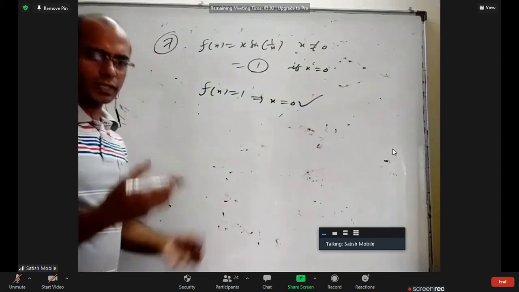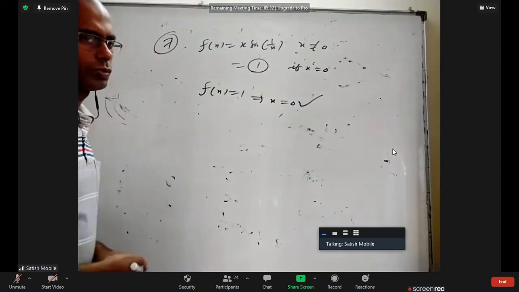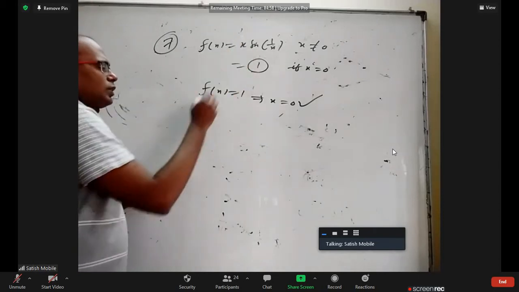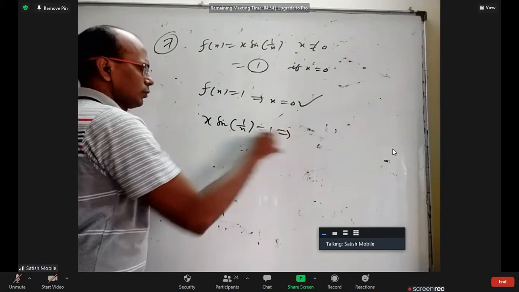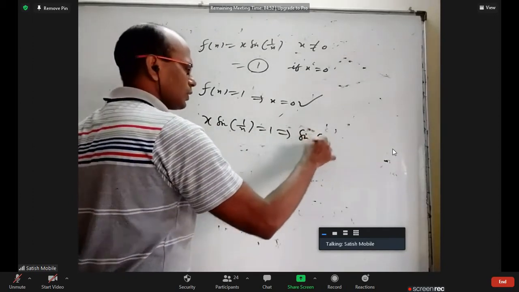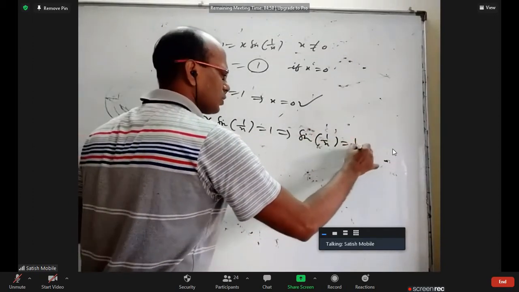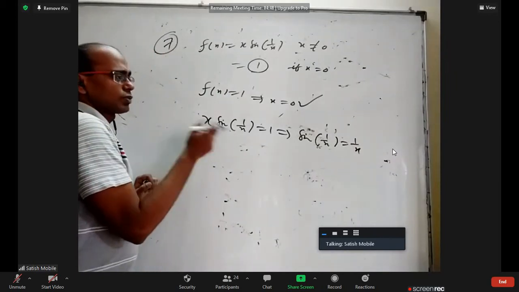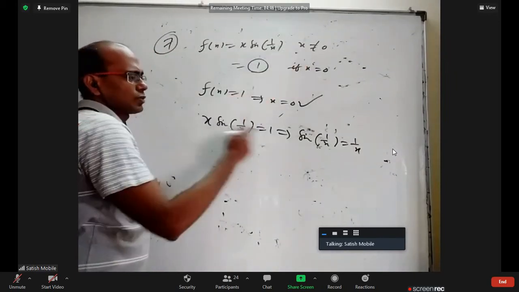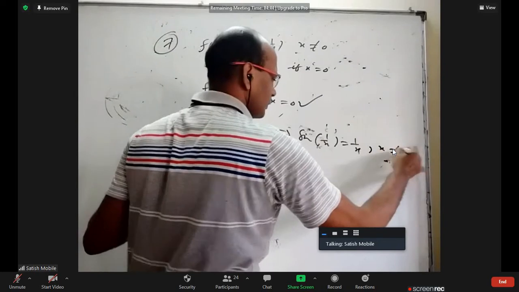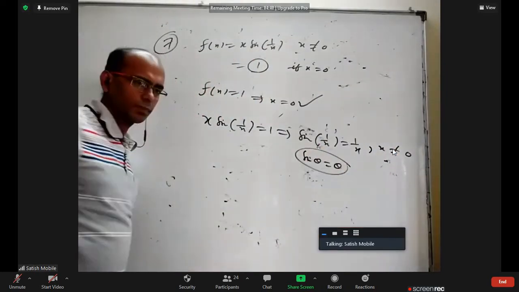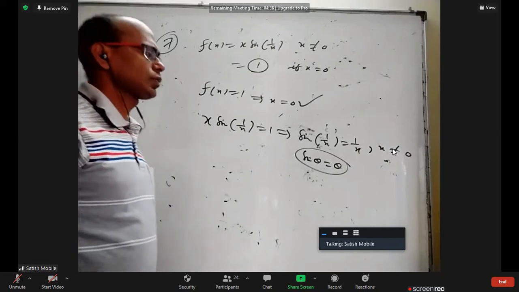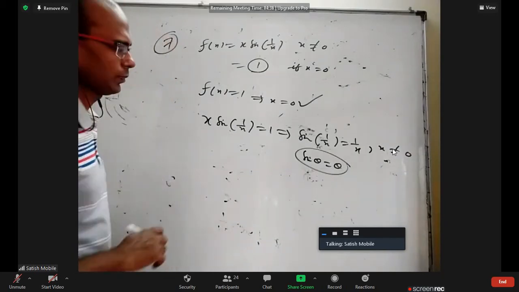Apart from that, are there some other solutions? Why? Can this be 1? Let us check. x sine 1 by x equal to 1. Bring this x down. We'll get sine 1 by x is equal to 1 by x. Of course, x should not be 0 because already we have x not equal to 0. It is somewhat like sine theta equal to theta. Is there any solution? Sine theta equal to theta, there is only one solution.